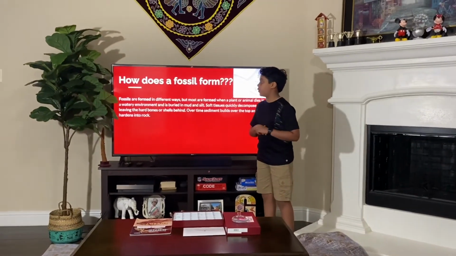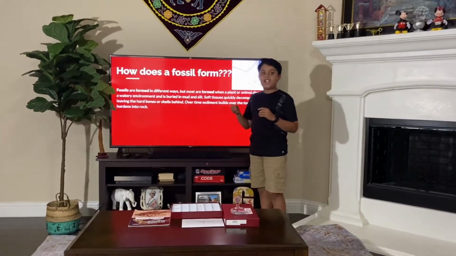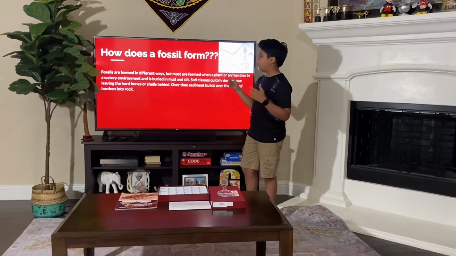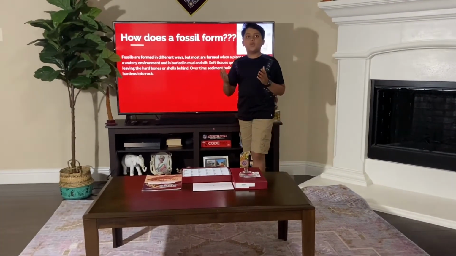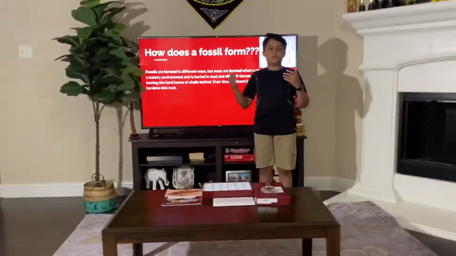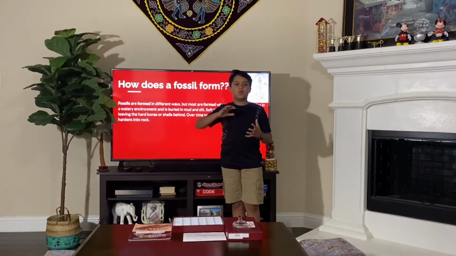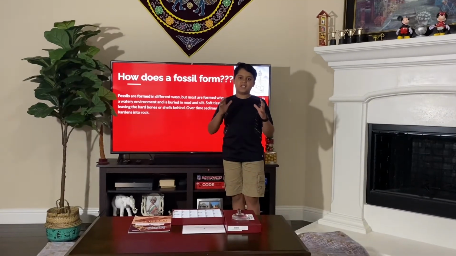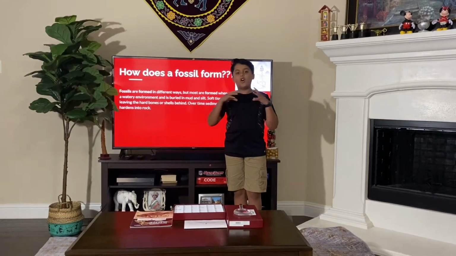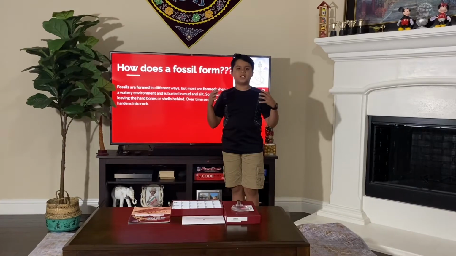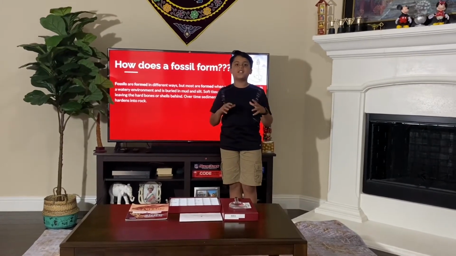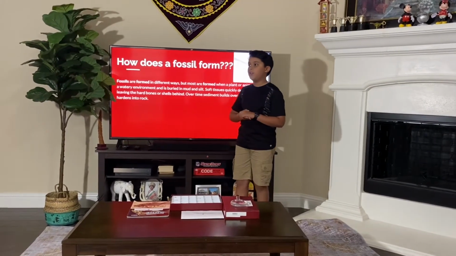How does a fossil form? Fossils are formed in different ways, but most are formed when a bone of a dead animal gets collapsed in a wet area and clay keeps pounding on it. And over millions of years, it solidifies and there you go, you have a fossil.